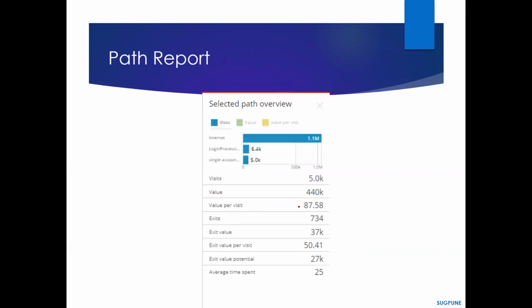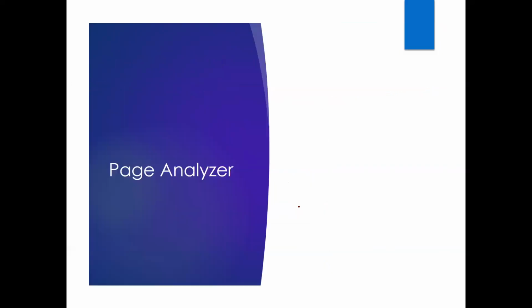And this is the path report. If I'm selecting a path, it will show me what exactly the path is, what the visits, values, value per visit and exit values are. So these are all details available on the right hand side section under the path. So Path Analyzer has your view, Path Analyzer view, then funnels.